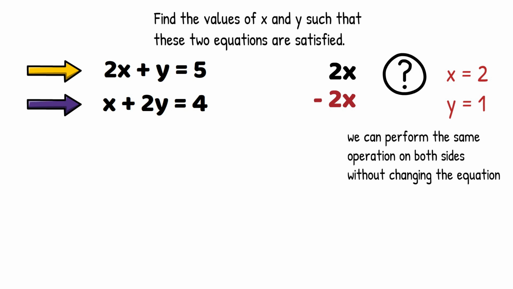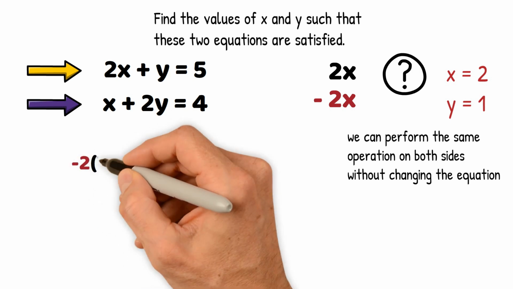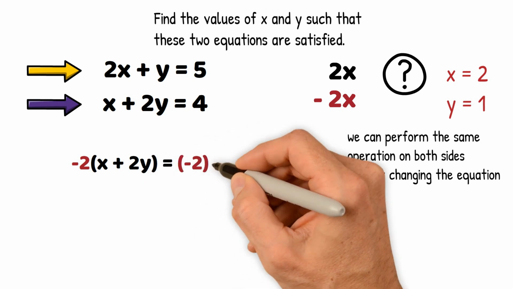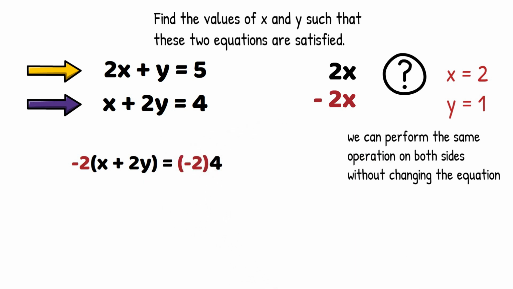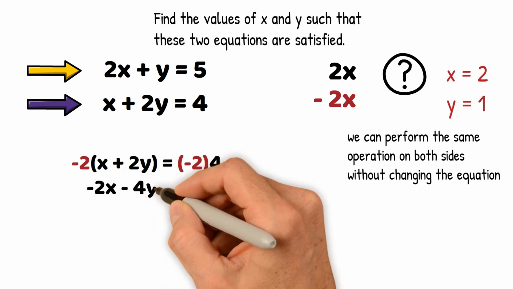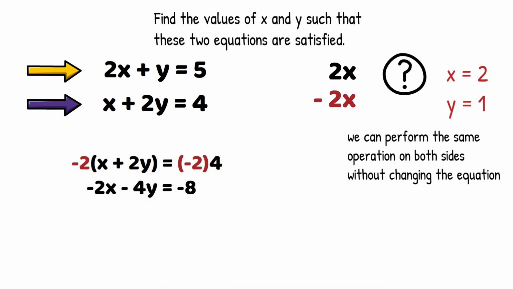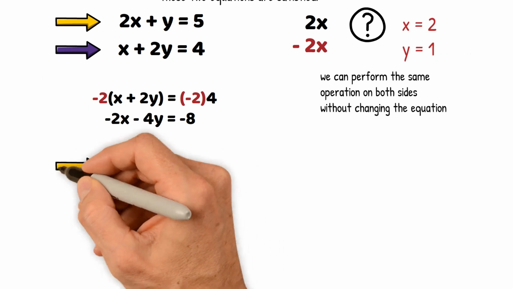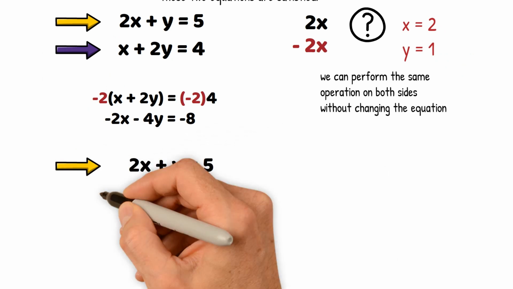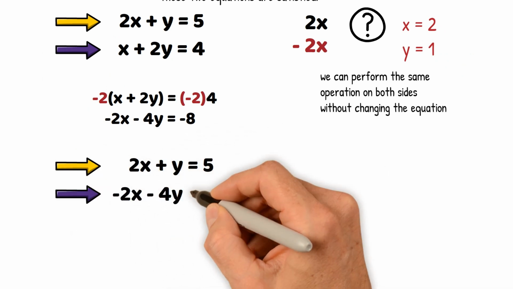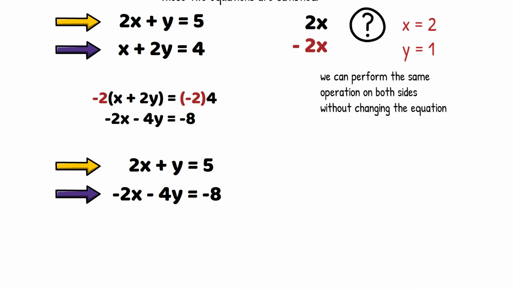The way we can do that is we can multiply the bottom equation by negative 2. That is, multiplying negative 2 by all the terms in the bottom equation. Since negative 2 times all the terms in the bottom equation gives you negative 2x minus 4y equals negative 8, we're left with the following. The top equation is still 2x plus y equals 5, and the bottom equation is negative 2x minus 4y equals negative 8. Now we can add the two equations together.